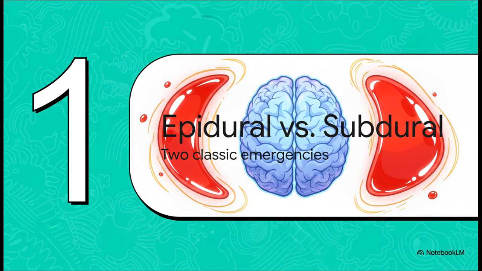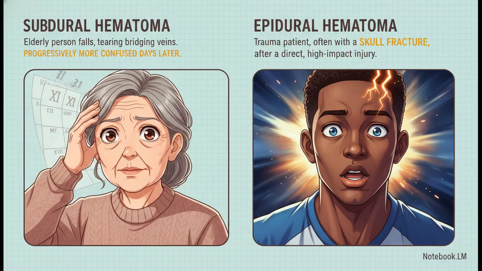The two most classic traumatic brain bleeds. Seriously, understanding the typical patient story for each one is half the battle when you're trying to figure out what you're looking at on the scan. Now, what's so cool here are these classic histories. For a subdural, picture an elderly person who has a pretty minor fall. The bleed is slow, sort of sneaky, and the symptoms, like confusion, might not even pop up for days. On the flip side, an epidural is pure drama. Think high-impact trauma, a skull fracture, the onset is sudden and severe.